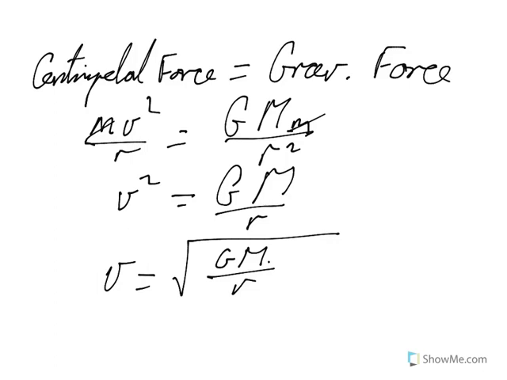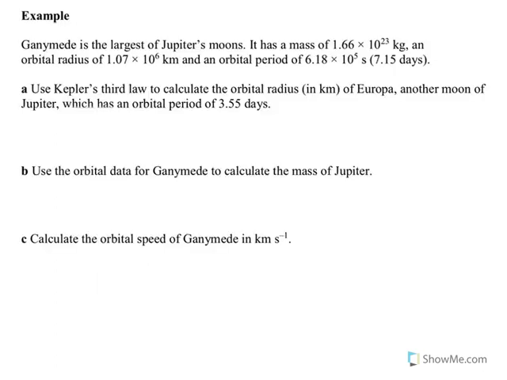Alright, so let's have a look at an example. And alright, here's an example. So Ganymede is the largest of Jupiter's moons. There's its mass, and there's its orbital radius, and there's its period in seconds. So it says use Kepler's third law to calculate the orbital radius of Europa, another moon of Jupiter.